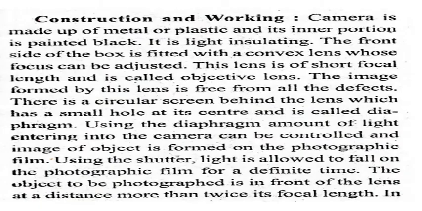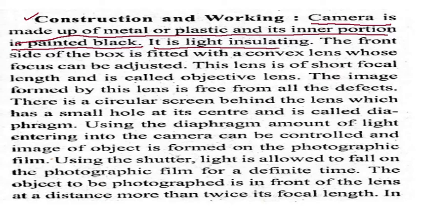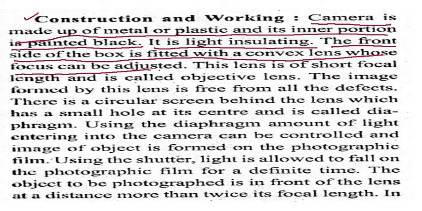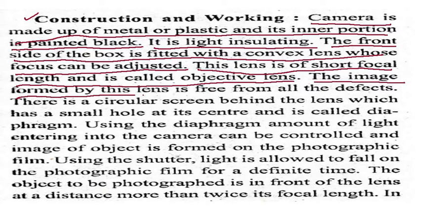Now come to the construction and the working. So camera is made up of a metal or plastic and its inner portion is painted black. It is light insulating. The front side of the box is fitted with a convex lens whose focus can be adjusted. This lens is of short focal length and is called the objective lens. The image formed by this lens is free from all the defects.